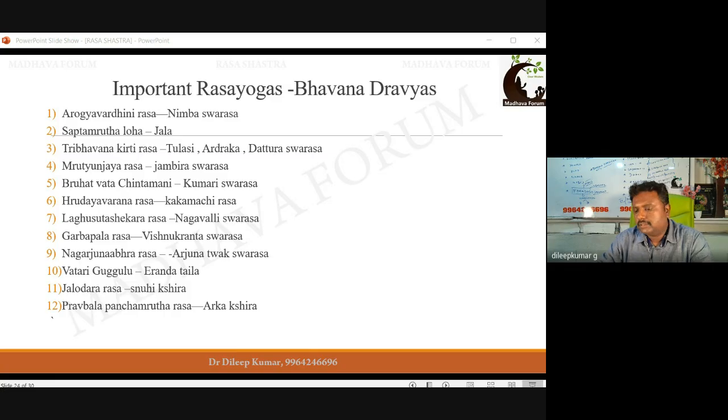Still a lot of medicines are there. We will continue. It will take another one and a half hours, so we'll continue in the next class. And Amlapitta, I need to explain. It will take another half an hour. Amlapitta stages, medicines. We'll continue the next class with Amlapitta and drug of choice in Amlapitta.